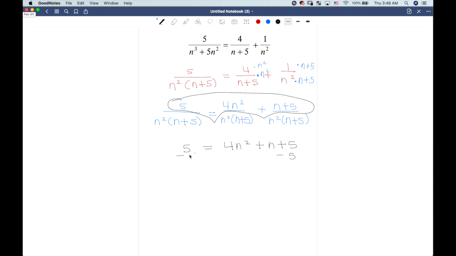Subtract this 5 over. When you have one of the sides of the equation completely blank, you actually can't leave it as blank. You always need to have something on either side. So if it's blank, just fill it up with the number 0.